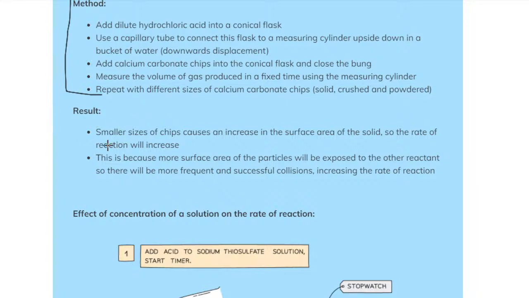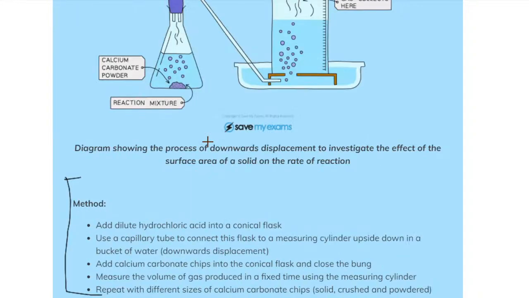So the results would be that smaller chips cause an increase in the surface area of the solid, so the rate of reaction will increase. This is because more of the surface of the particles will be exposed to the other reactants, so there will be more frequent and successful collisions, and therefore an increased rate of reaction. Hopefully you understand that. So that's how surface area affects the rate.